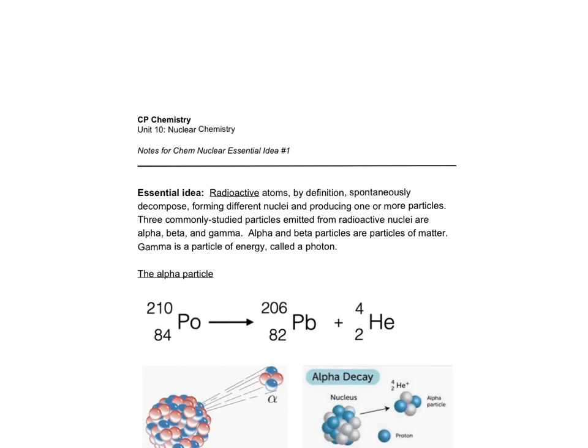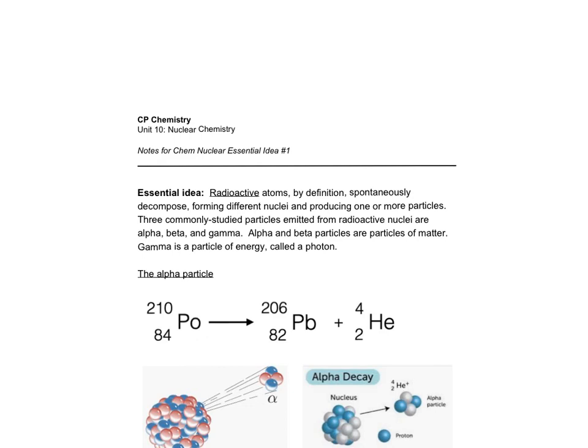So in first year chemistry, typically the three particles that are studied for radiation are alpha, beta, and gamma. Alpha and beta, as you have read about in your text, are particles of matter. Gamma is actually a particle of energy, and we didn't do much this year with the idea of the electromagnetic spectrum and light versus X-rays versus microwaves.